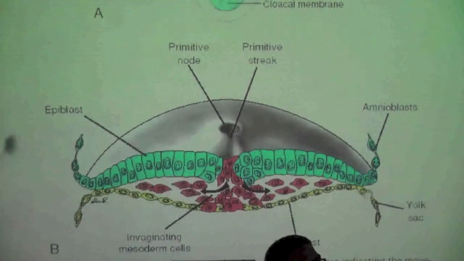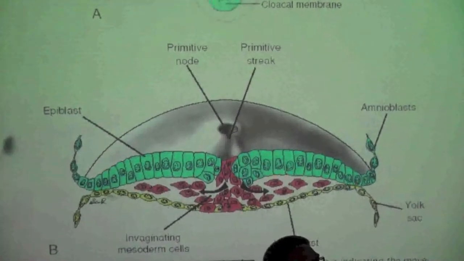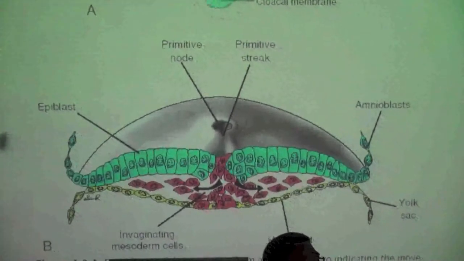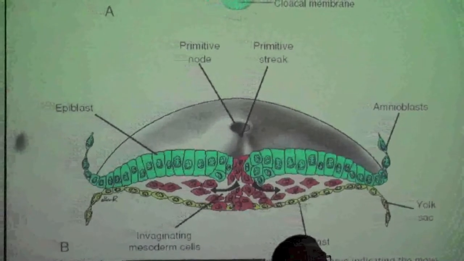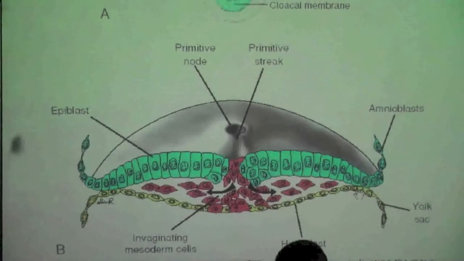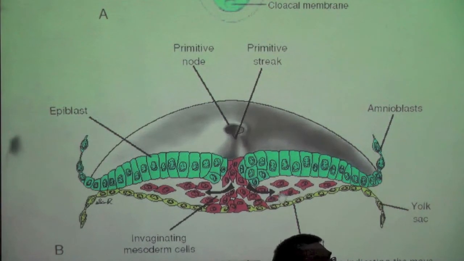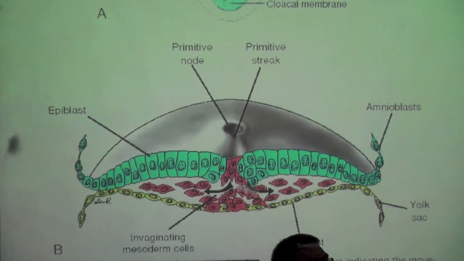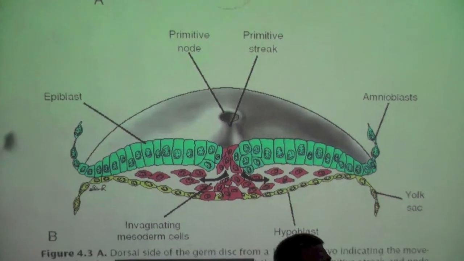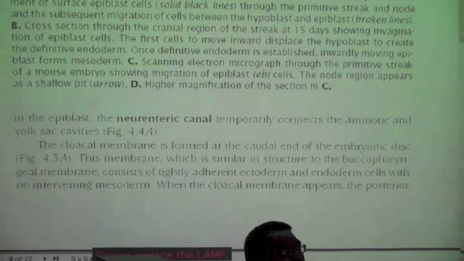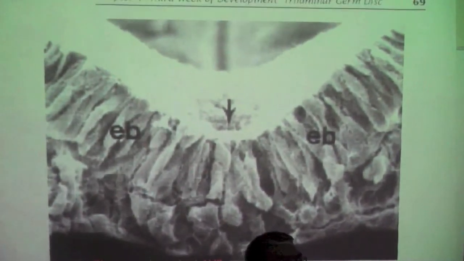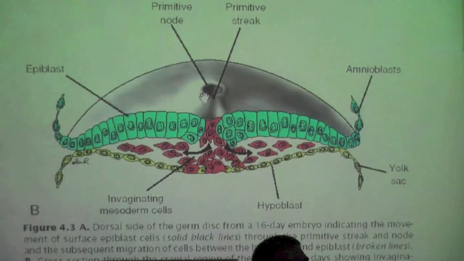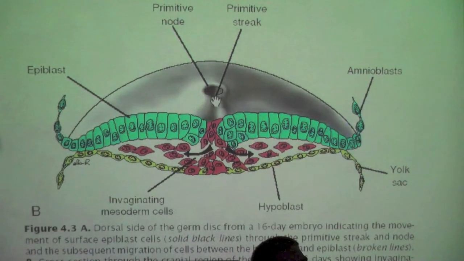So the whole hypoblast layer is now replaced by a new layer of cells, and this new layer of cells is coming from epiblastic cells. This layer of cells is called endoderm. And then they make another layer of cells, and this new layer of cells is called mesoderm.